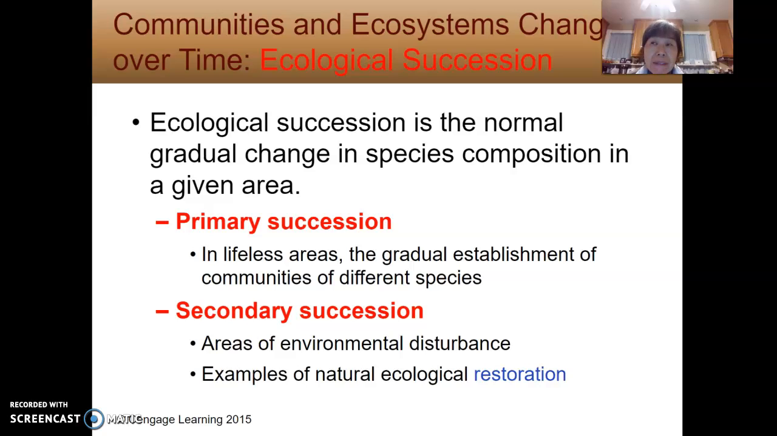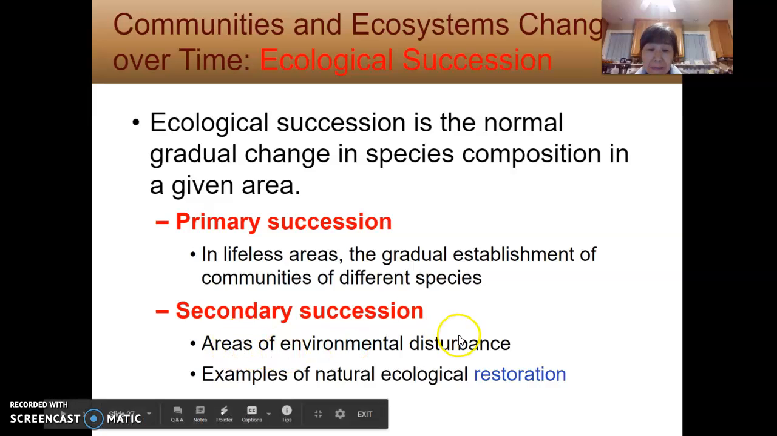Like you have a cooled lava area, like after a volcano. So in a lifeless area, the gradual establishment of communities of different species is called primary succession. But on the other hand, if you have an area that somehow is destroyed, but there are a lot of other species left over, and there is soil there, that recovery process is called secondary succession.